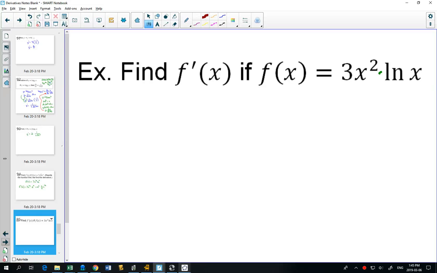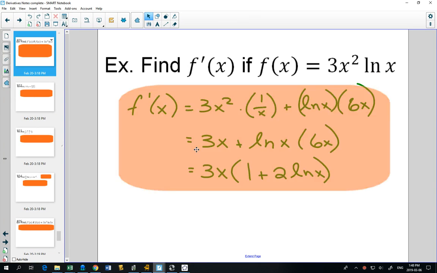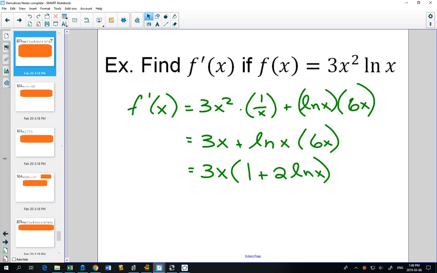Again, can you see the product rule? Okay, I'm going to get you to try this one and the next one on your own. How did you do? Okay, you could have either left it like the second line, or if you wanted to factor out a 3x, you could.